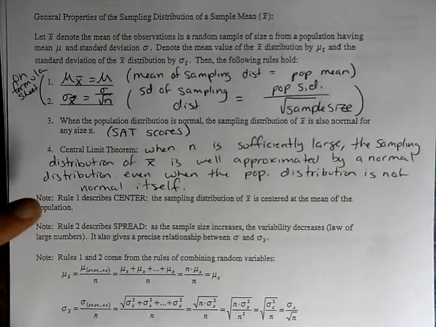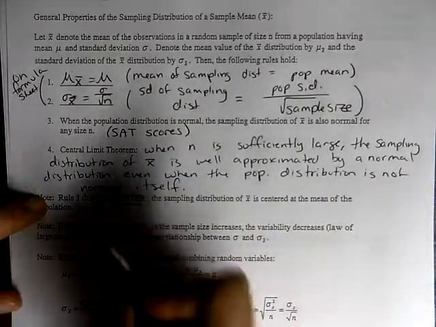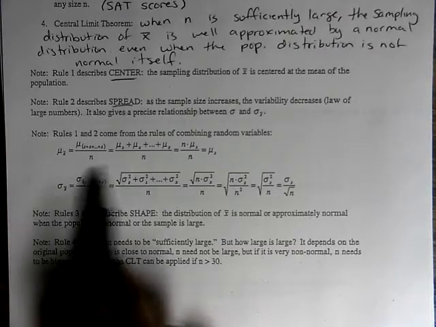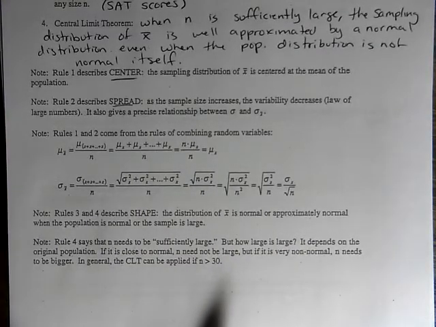So rule number 1 describes the center of the sampling distribution. Rule number 2 describes the spread. So here's the math behind the mean and the standard deviation. You do not need to know this, but this is just the math all worked out, how it comes from combining random variables, because you're taking a sample size, obviously.